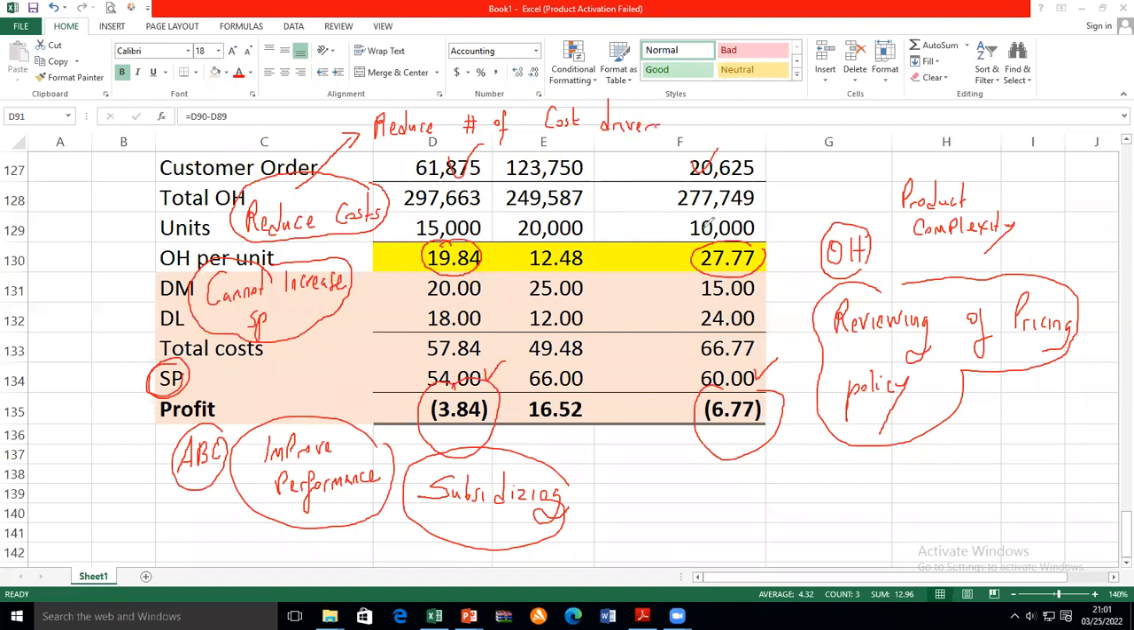And we have seen the cost drivers. What are cost drivers in this case? It's a number of what? Setups. So reduce the number of setups. Or the number of what? Machine hours. What else? The number of orders, customer orders, and material orders. So try to reduce these so that you can cut on the cost, so that you can convert these losses into what? Into profits.